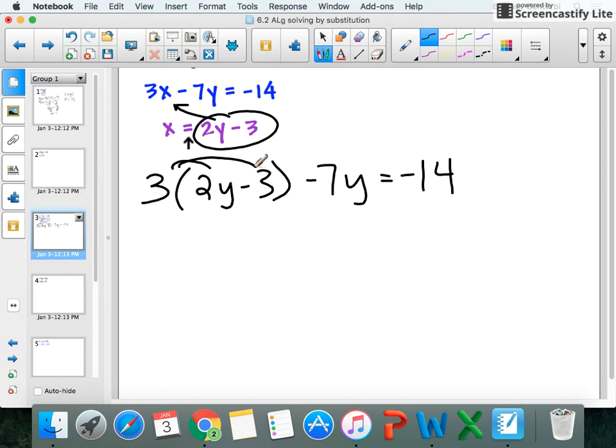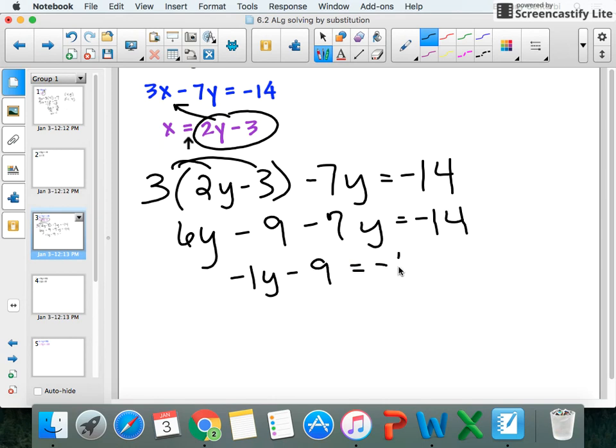So 3 times 2y is 6y, and 3 times negative 3 is negative 9. And then minus 7y equals negative 14. And then this should just be a nice simple equation that we should be able to solve. So 6y minus 7y, combine like terms, you get negative 1y minus 9 equals negative 14.